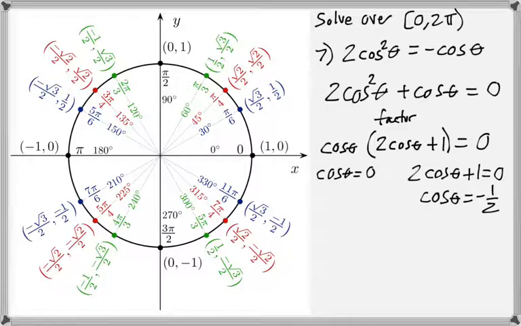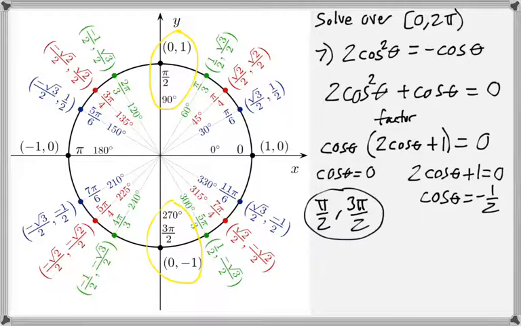So now I'm ready to look at the unit circle. So cosine is the x values. So where is x equal to 0? That would be here at pi over 2 and here at 3 pi over 2. So those are the answers from that branch of the problem.